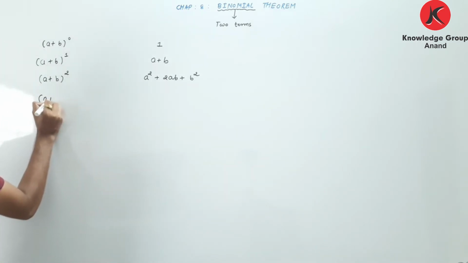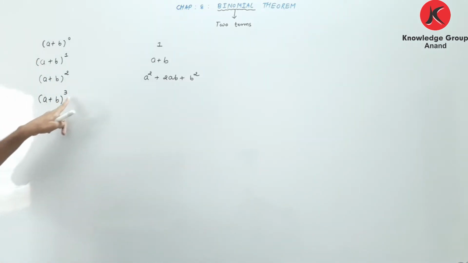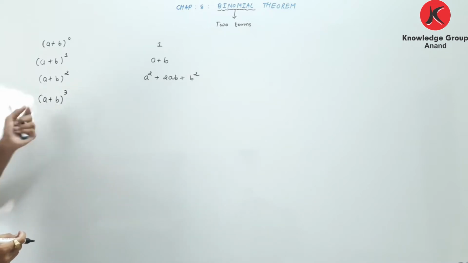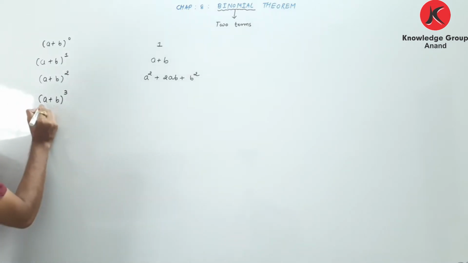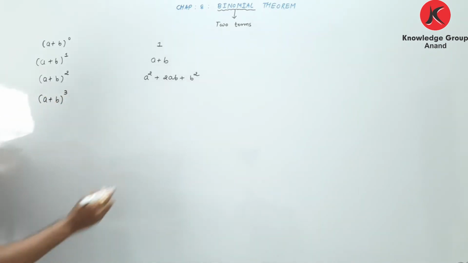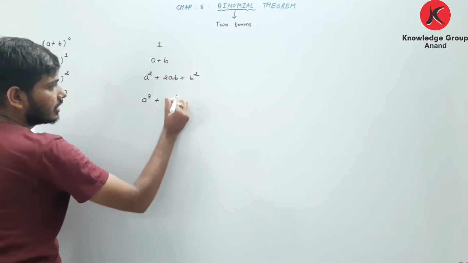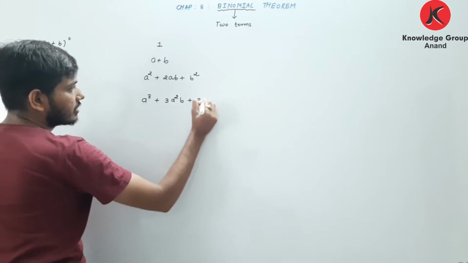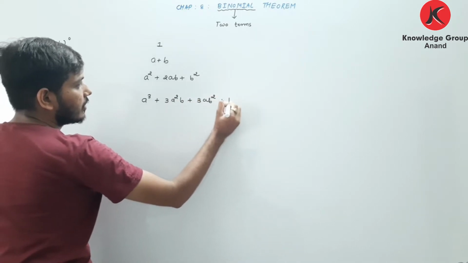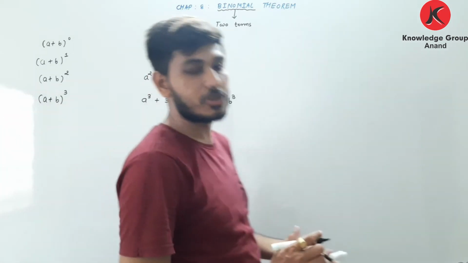Now, if we want to calculate a plus b whole cube, here a and b both are different terms. Here two terms are there and the power is given, a plus b whole cube. The answer of this will be a cube plus 3a square b plus 3ab square plus b cube. This is the answer of a plus b whole cube.